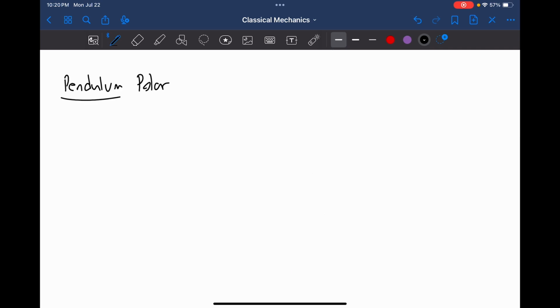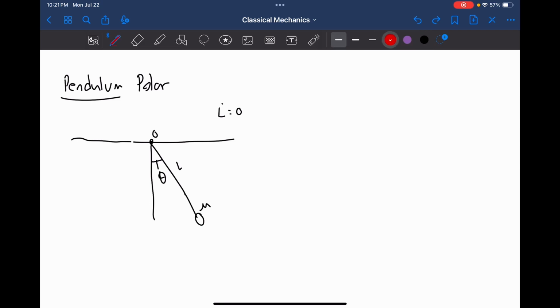So the next problem we're going to look at is a pendulum in polar coordinates. We're going to have a pendulum attached to a point O right here. It's going to have a length L, and the pendulum has a mass M. We're also going to assume here that the length of the pendulum isn't changing, so L dot is equal to 0. Now this pendulum makes an angle theta with the vertical, so we can identify our basis vectors. r hat goes out like this, theta hat goes out like this.